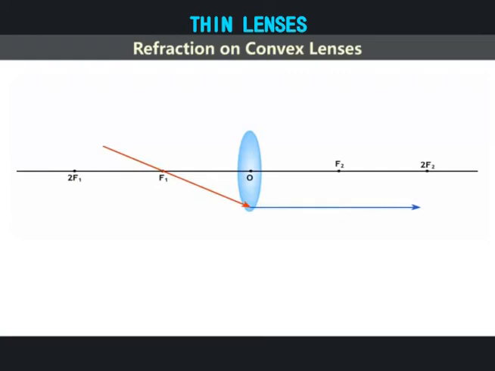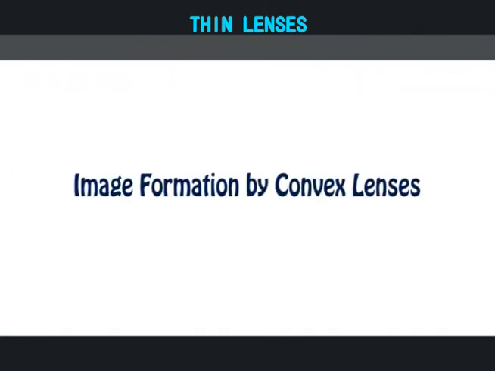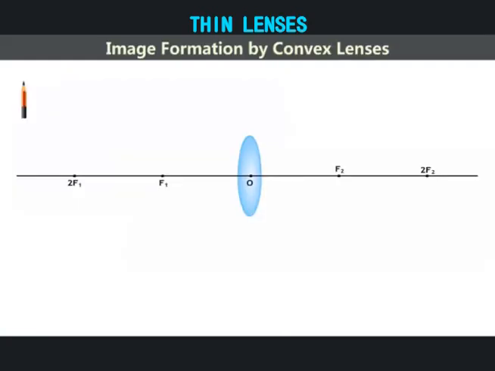And therefore, we can find the position and the characteristics of images formed using convex lenses. Just like we did with curved mirrors, we draw two rays from the same point on the object, incident at different points on the lens, and find the point of intersection of the emergent rays.